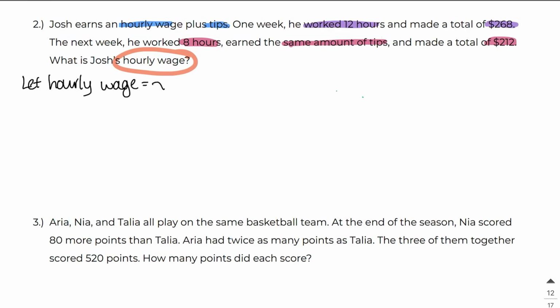And if I don't know that, I'll call that X. And I also don't know how much he gets in tips. So we'll say his total tips will equal Y. Now, because I have 2 variables, I have to write 2 equations.